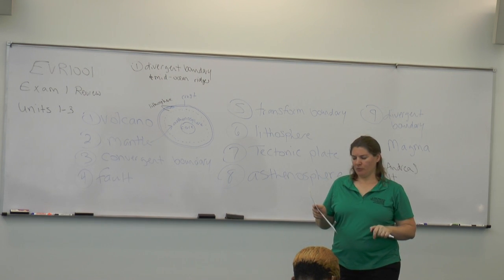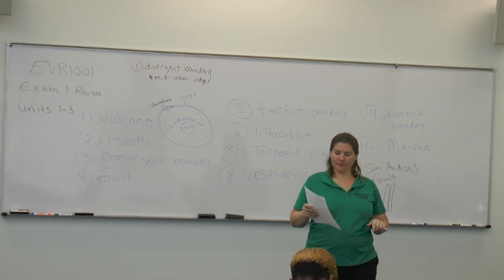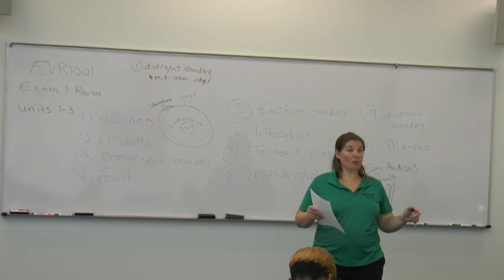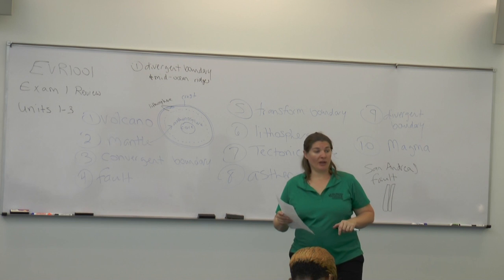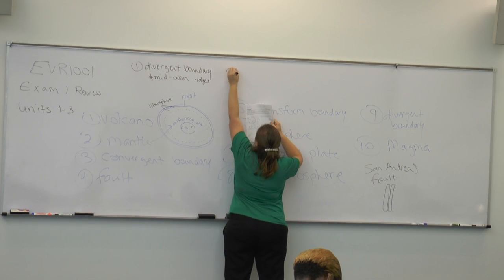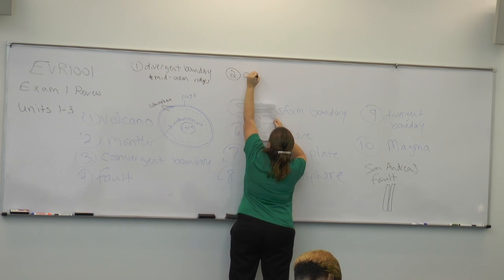At a rate of 10.1 and 11.1 centimeters a year. Are they moving together? Are they moving apart? Or are they moving side by side? They're moving together, right? So what do you call that? What kind of boundary? Convergent. Okay? So what you've got going on on the western coast of South America is convergence.